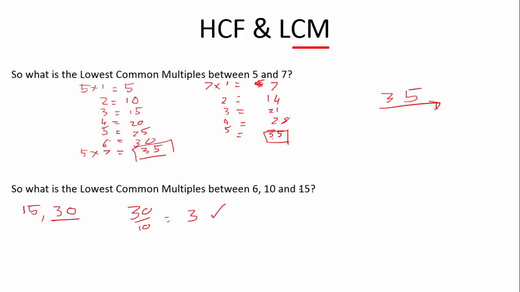Good. So 10 works. 15 works. And what is 30 divided by 6? That equals 5. It's not 15, we couldn't work, so 30 is the lowest common multiple of these three numbers. 30 would be your answer.